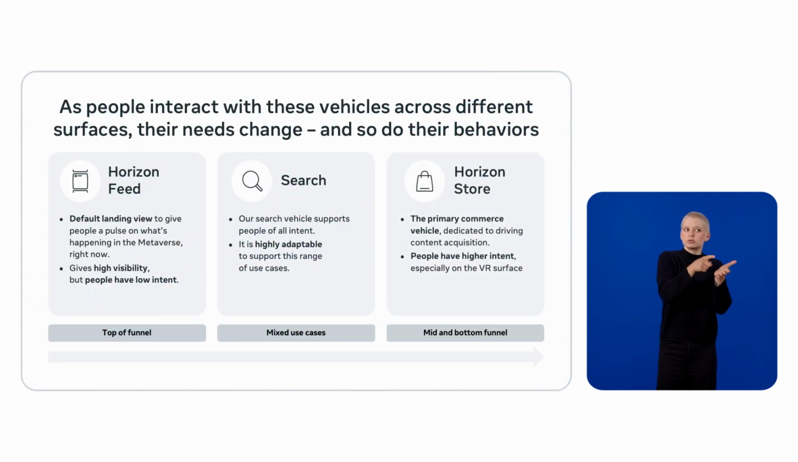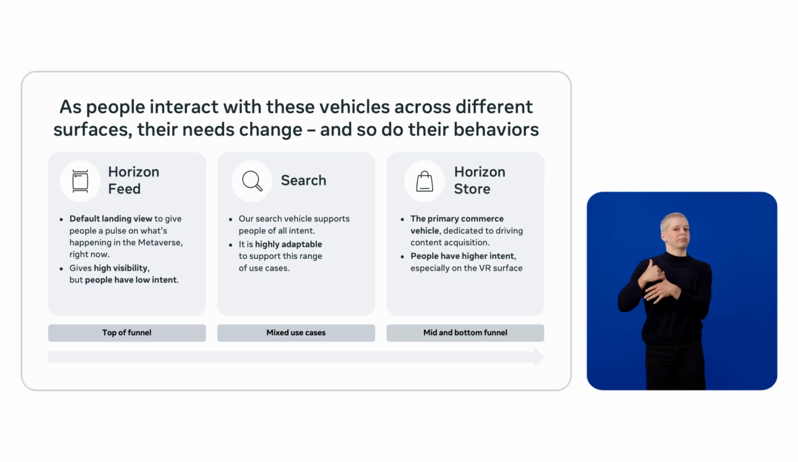The Horizon store is the primary commerce vehicle for the platform. Its purpose is to help users find content they want to download or purchase. Unlike the feed, the store requires an extra click to visit. Therefore, users on the store have higher intent for content discovery. Placements on the store homepage are important for getting users into your funnel, and the product detail page is critical for generating purchase consideration and ultimately conversions.